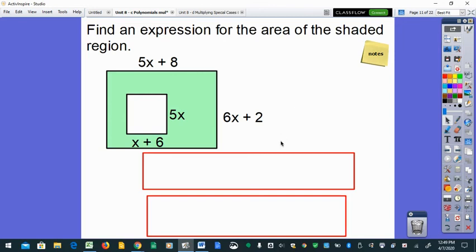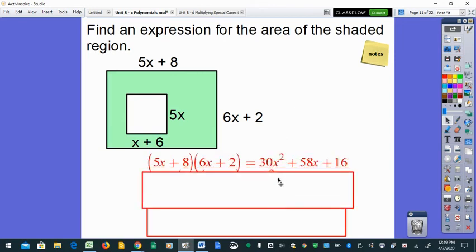Okay, now that we're back, let's see how we did. So multiplying the 5x plus 8 times the 6x plus 2 is a FOIL operation. So 5x times 6x would give us 30x squared. 5x times 2 would give us 10x. Add that to 48x would give us 58x. And 8 times 2 would be 16. First, outer, inner, last. Notice that when we multiply two linear binomials, we're seeing the result of a quadratic trinomial.